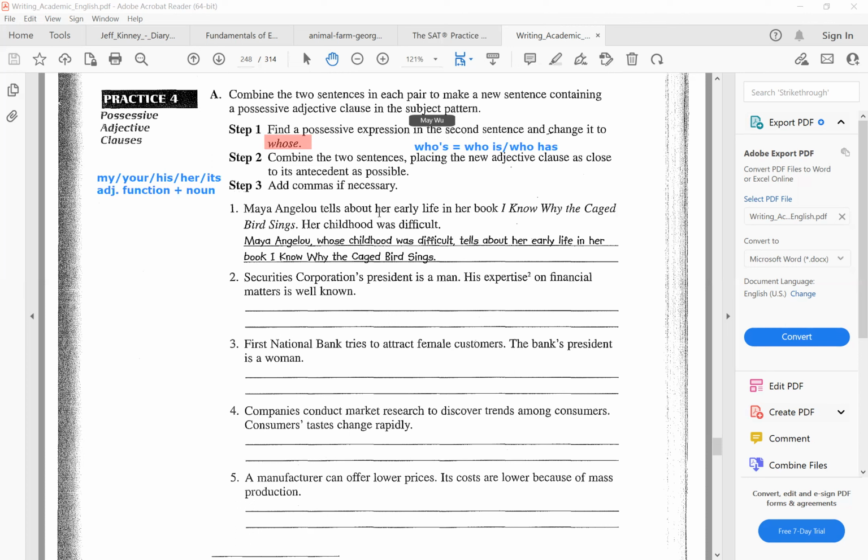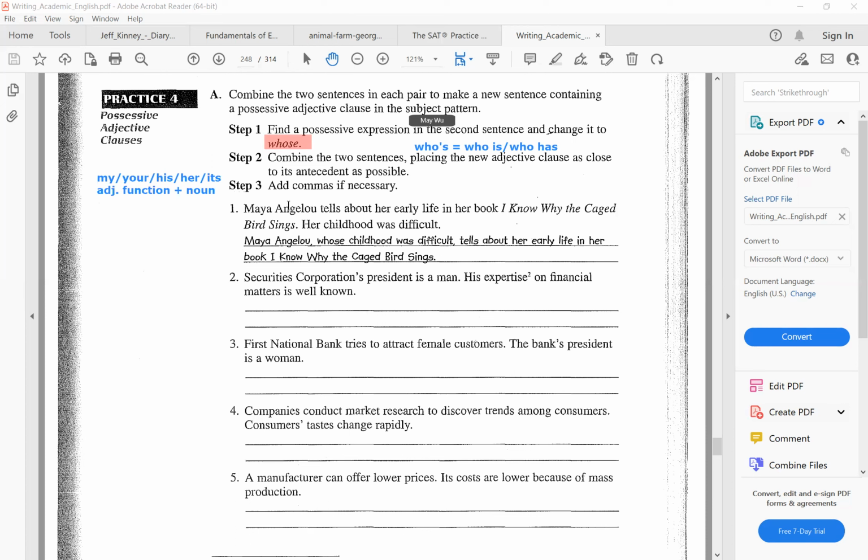Okay, so now we're going to combine the sentences, creating a new adjective clause. Again, place it as close to the antecedent as possible. You don't want a misplaced modifier, and add commas when it is non-restrictive or non-essential.